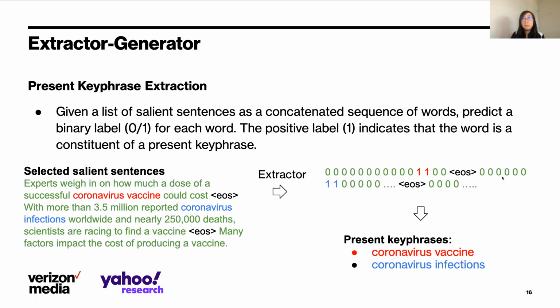Once these labels are generated, we scan through them and see that there are 2 ones next to each other. Then we look up the input text and see that this corresponds to the words coronavirus vaccine, and this becomes one of the present key phrases. We keep doing the same throughout the text. If there are other words labeled as 1, they will also be converted to other present key phrases. That's how present key phrase extraction works.